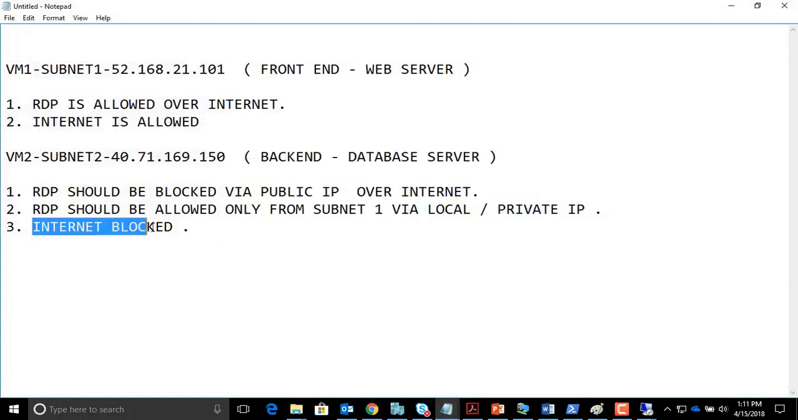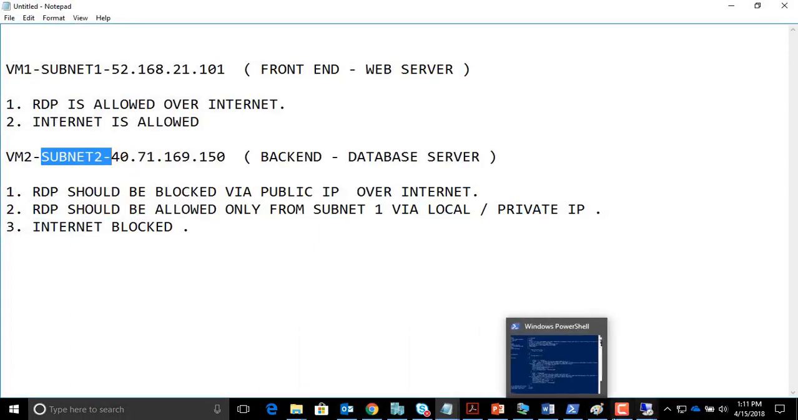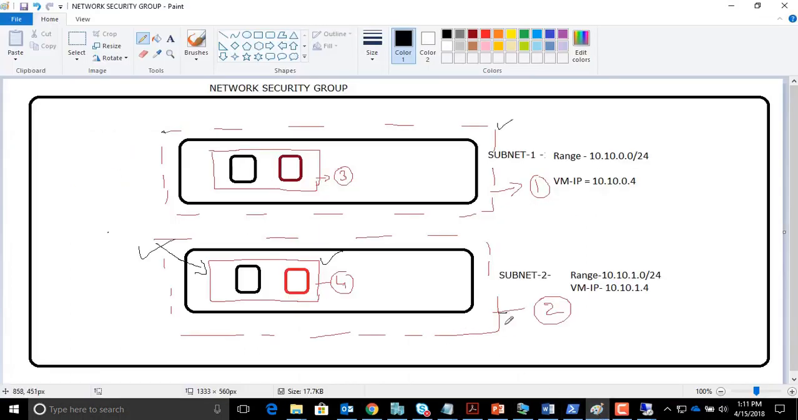Finally, internet block should be on a subnet 2 VMs. So I have two choices. I can block internet at subnet level. I can block at VM level. So if I don't have any other virtual machines in the subnet 2, and if I want to block only a couple of virtual machines, best way I can do it at subnet level. So in case you have a couple of more virtual machines which are not database servers and you don't want to block for all of them, you should not do it at subnet level. Then you can do it only at VM level.